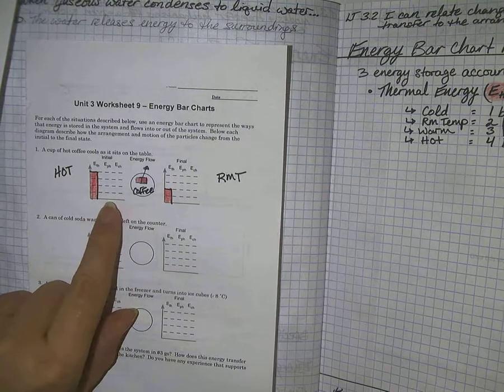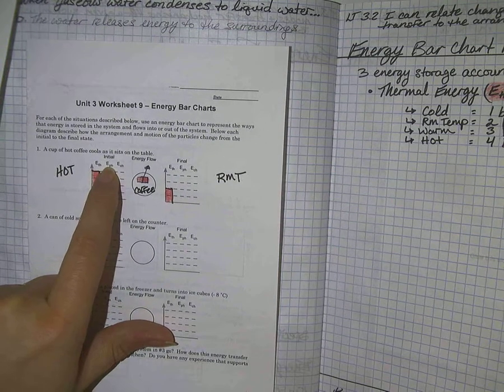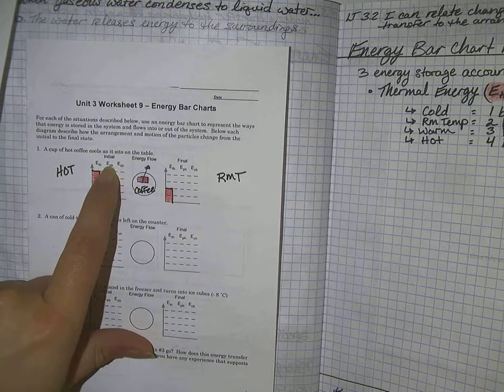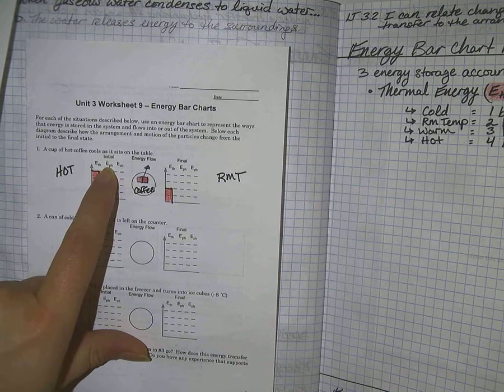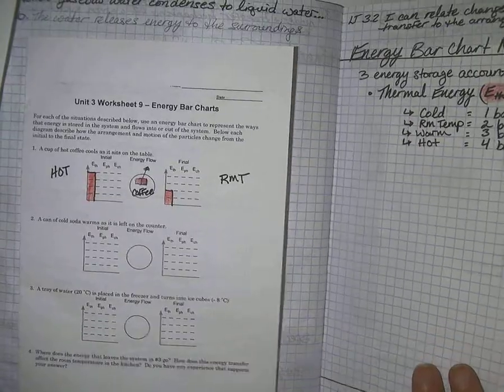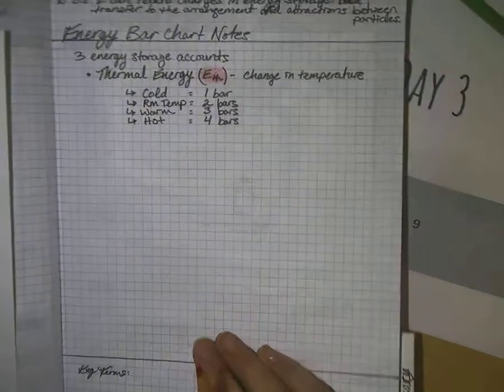And that's just thermal. So now let's continue on. There's another bank or account here of energy called EPH. So I'm going to jump back to notes. And we're going to talk about EPH.